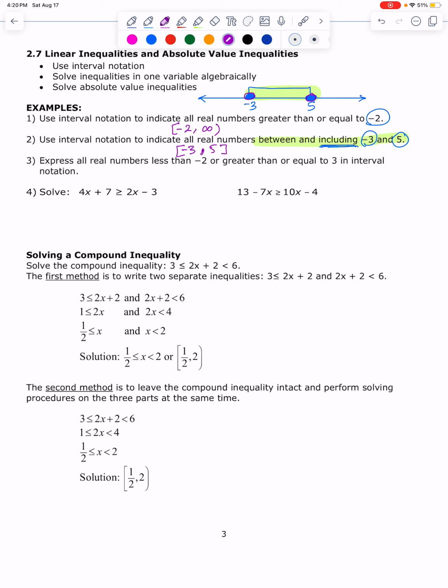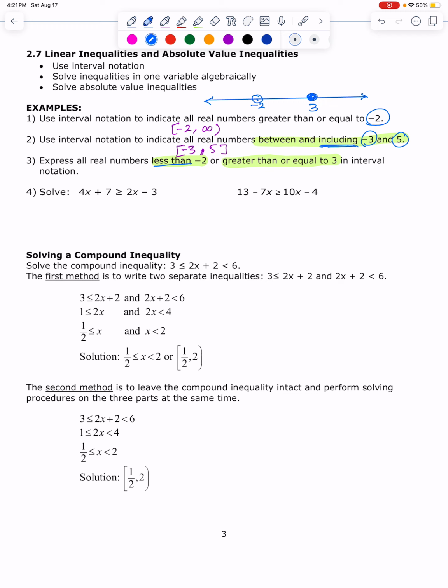Number 3, express all real numbers less than -2, or greater than or equal to 3 in interval notation. Again, I'm going to do that on the open number line. Here is the open number line. Now the smaller number is -2, so -2 goes to the left, and it's just less than, it's not included, so we're going to include an open circle at -2. Greater than or equal to 3, 3 is bigger, so it goes to the right, and it is included, so we're going to include a closed circle.